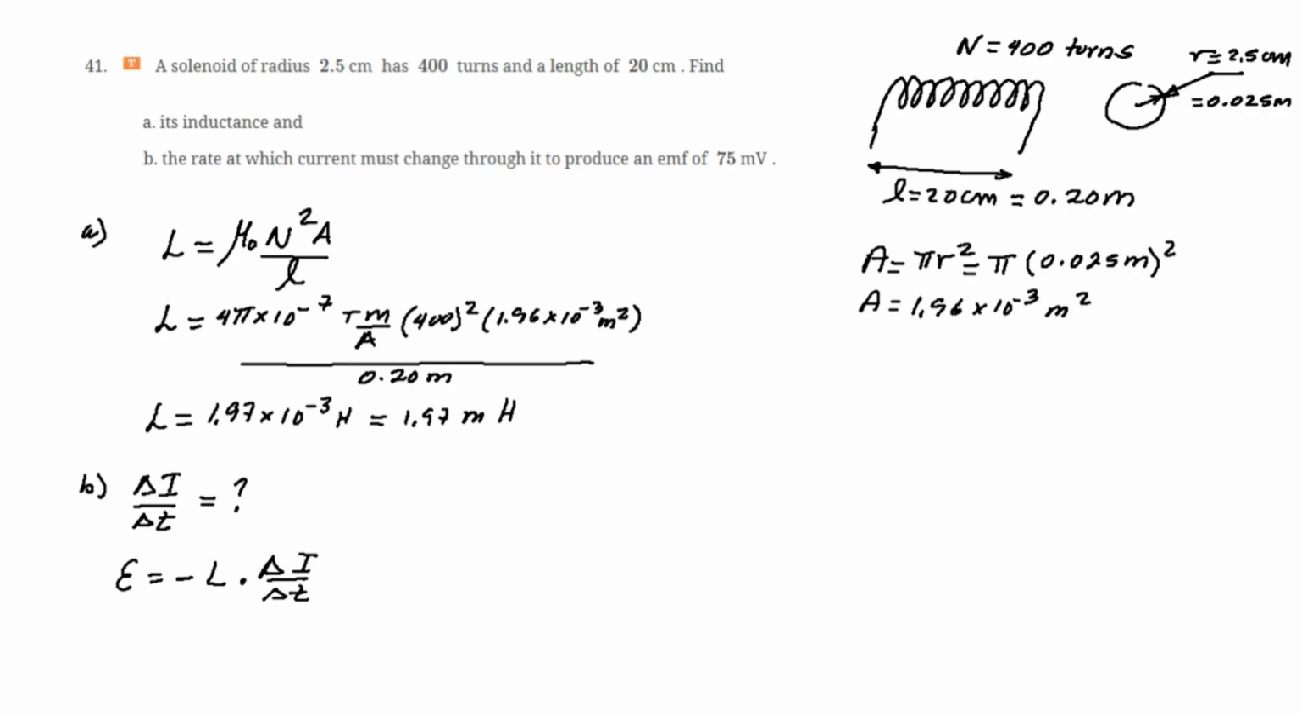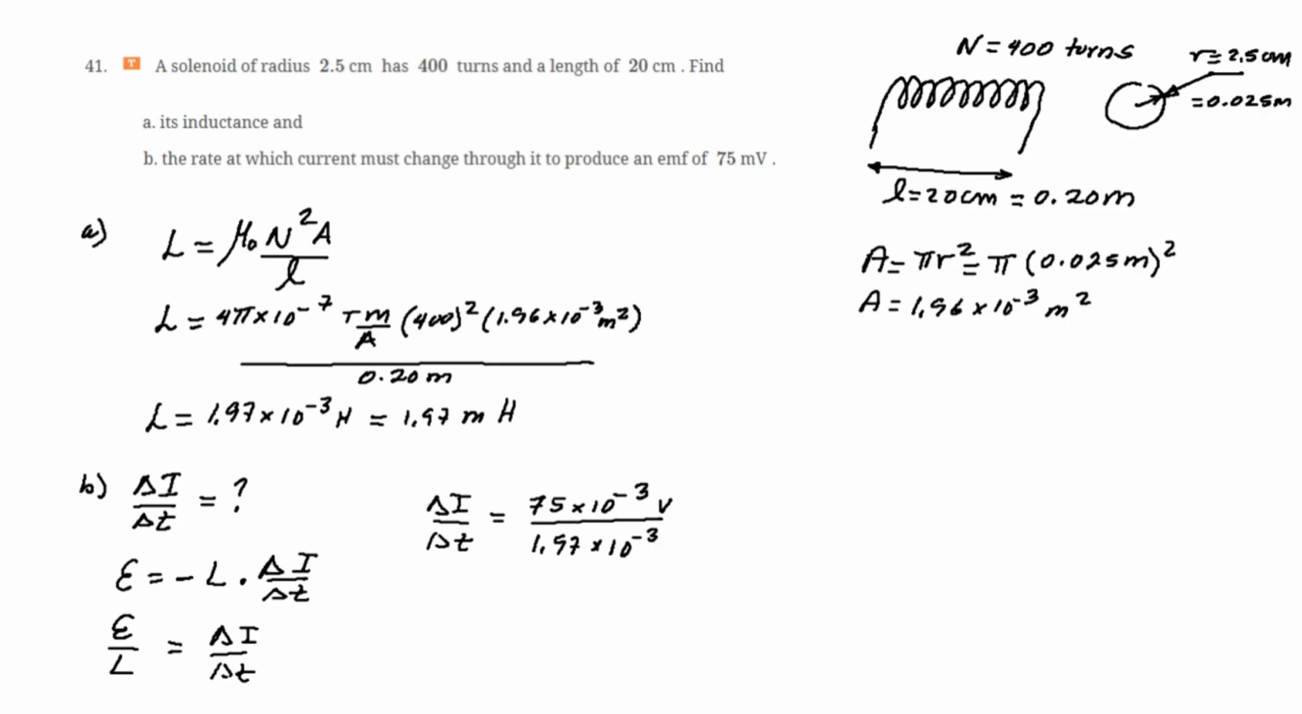So I need to solve for delta I over delta T, so I will divide the electromotive force by the inductance, and this is equal to delta I over delta T. So we can say that delta I over delta T will be equal to the electromotive force, 75 millivolts, which is 75 times 10 to the negative 3 volts, divided by the inductance that we found, which is 1.97 times 10 to the negative 3 henries.